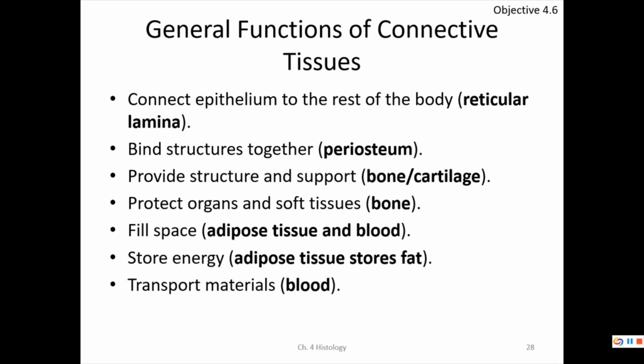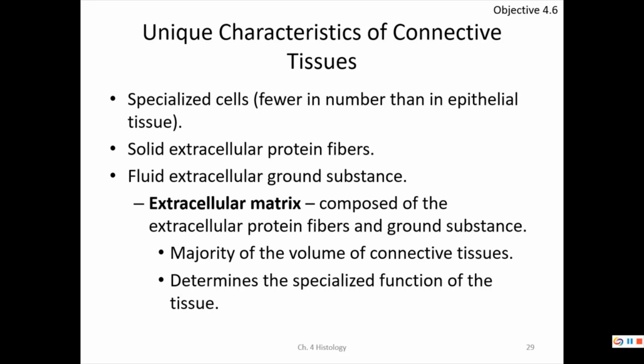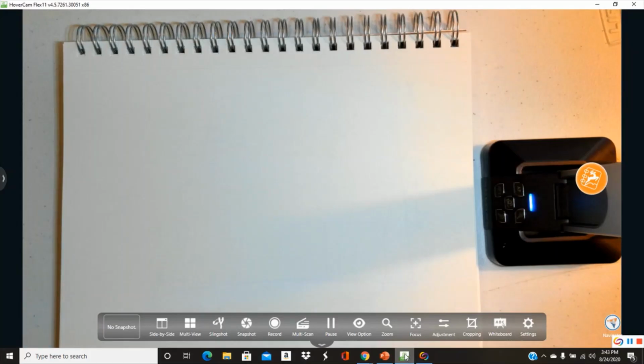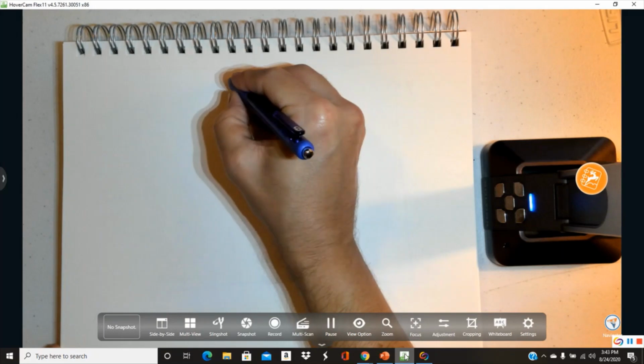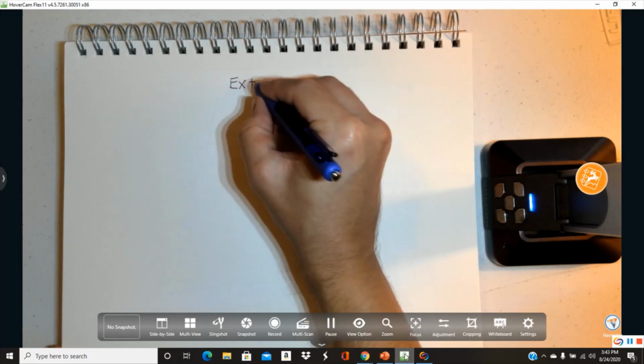So these are basically some examples in bold there that do these things. But basically, we want to make sure we know that it connects epithelium to the rest of the body, binds structures together, provides structural support, protects organs and soft tissues, fills space, stores energy, and transports materials. All of these are general functions that connective tissues may do. Now, the first big idea we need to have down is the concept of an extracellular matrix and what that is.